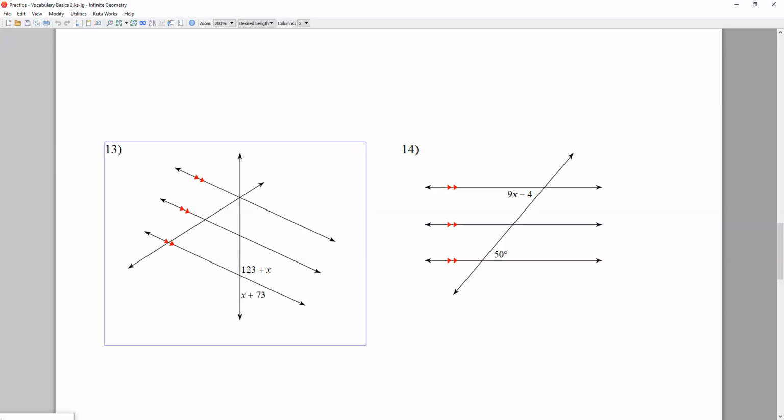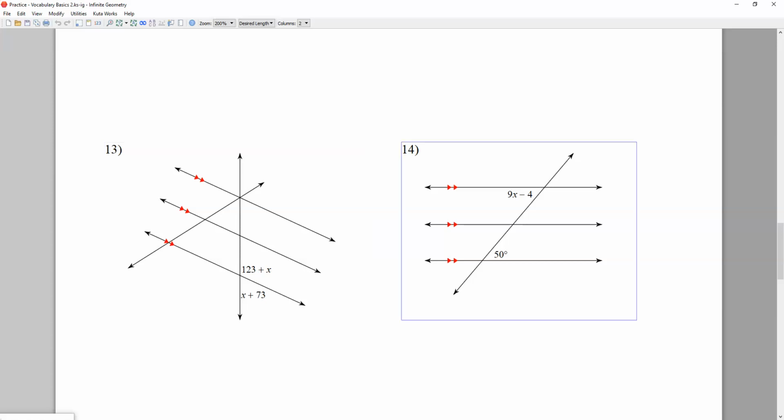Number 14, these are alternate interior angles. I'm not even looking at that middle one. The middle parallel line there. I'm looking at the two outside ones. Alternate interior angles. That means 9x minus 4 equals 50. I'd add the 4 to the other side and get 9x equals 54. Divide by 9, and I would get x equals 6.